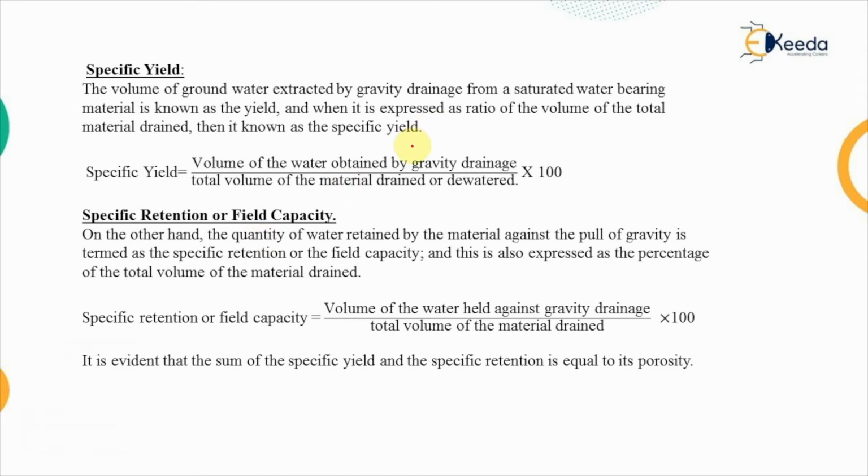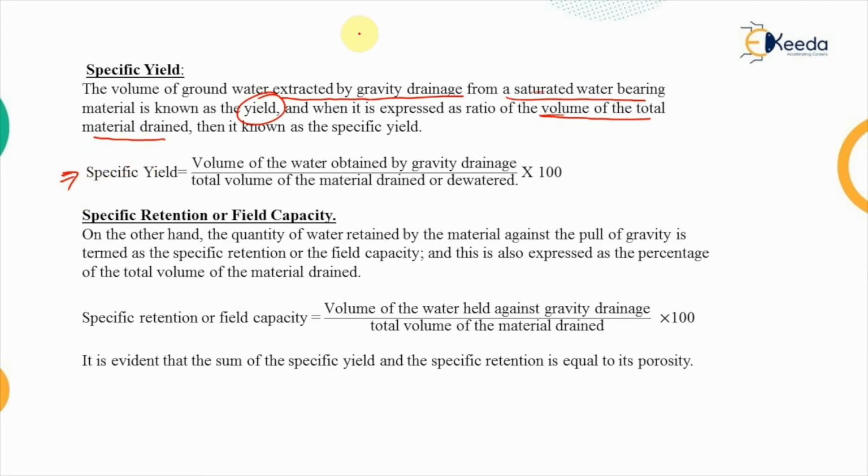Now to study whether we can extract that water or not, there are a few terms which can be studied. First one is the specific yield. From the entire volume of the voids, the volume of groundwater which can be extracted by gravity drainage from the saturated water bearing material is known as the yield. And if it is expressed in terms of the volume of the total material which is drained, then the ratio is known as the specific yield.